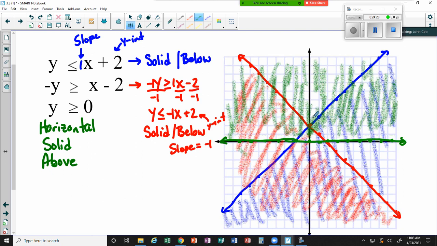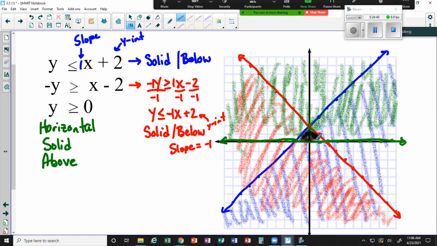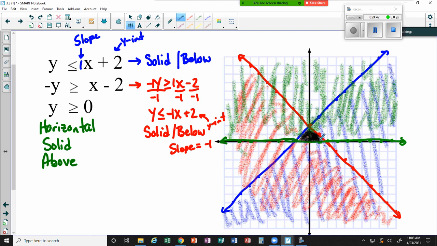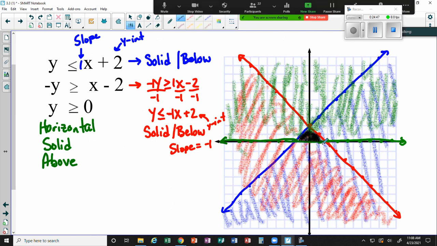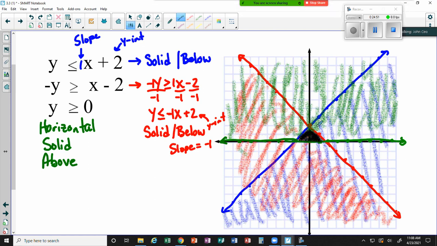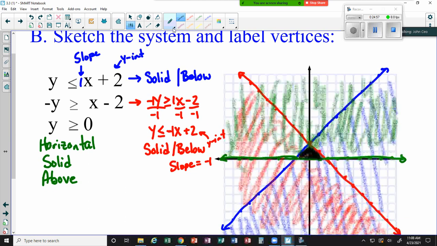So where do all those overlap? This little triangle right in here. So there's my solution there. Let's state the vertices, label the vertices. So the vertices are where all those meet.